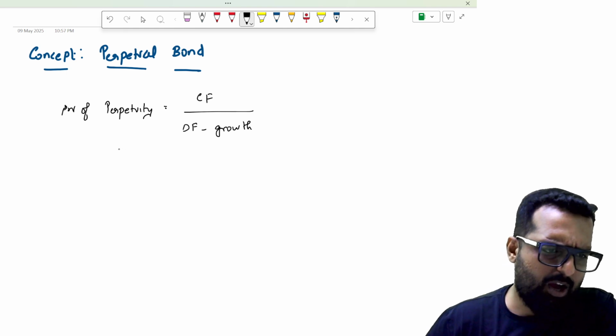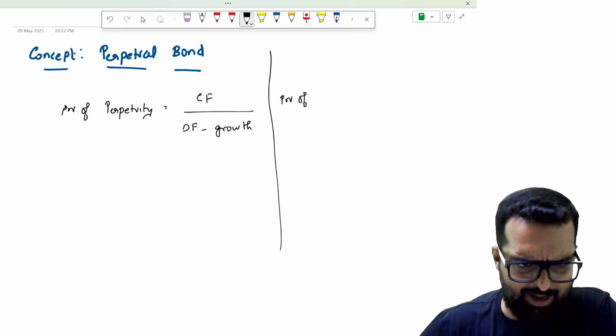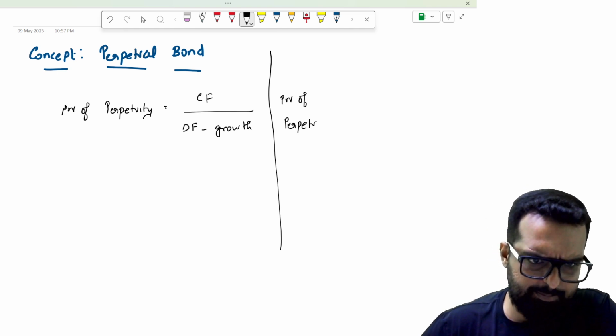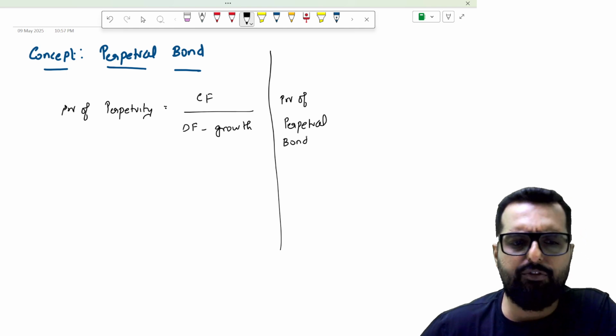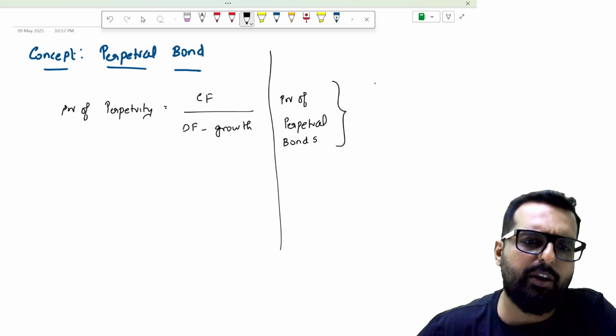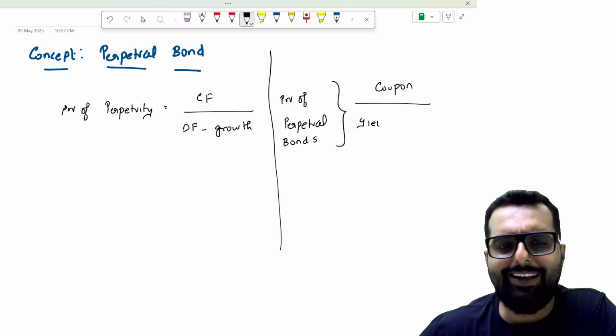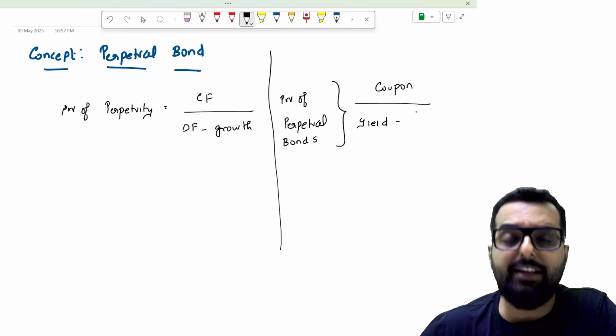Am I right? So now here, in case of a bond, the present value of perpetual bonds means bonds which have infinite life, correct? So what is going to be the cash flow in case of a bond? The cash flow is going to be the coupon amount divided by what will be the discount factor in case of bond? It will be yield minus growth.